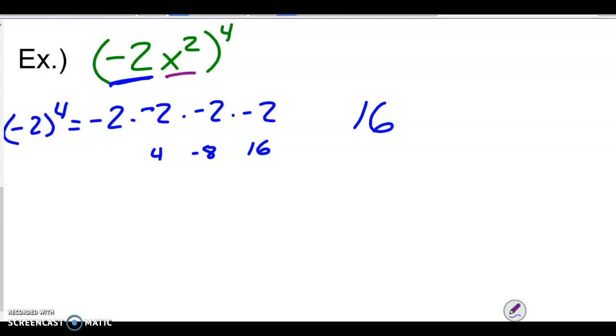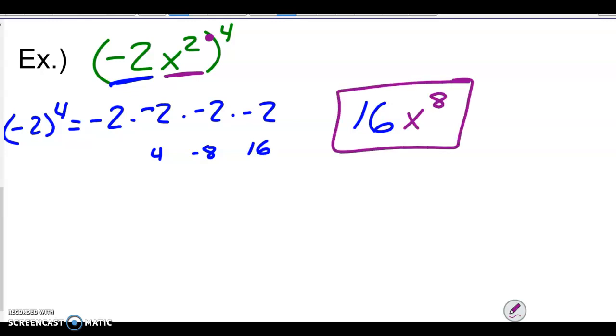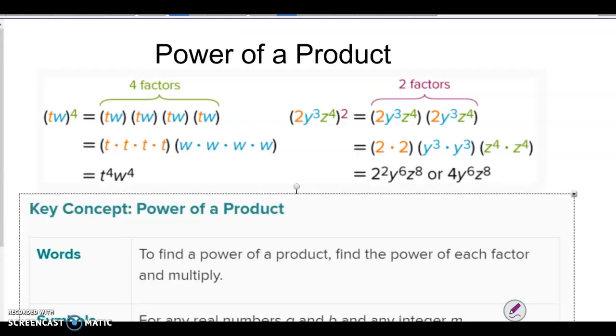And then my x squared to the 4th, I just multiply those two. And I end up with x to the 8th. And I end up with 16x to the 8th. So when there's a coefficient out front, just make sure that's getting the same variable or the same exponent treatment. You just multiply that out. Okay, these rules are with the exponents on the variables.